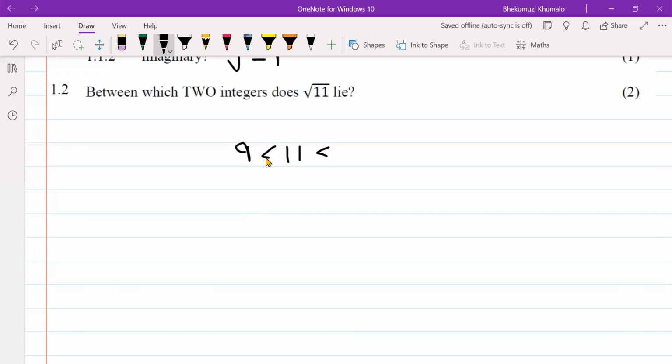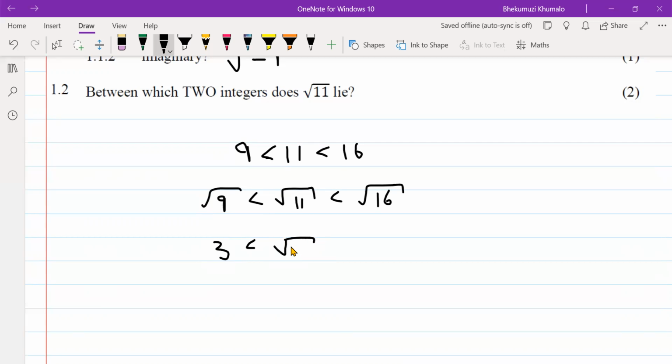So we know that 9 is definitely less than 11. But also, what is bigger than 11? That is a good perfect square. You could say that is 16, right? And if you square root, then you have the square root of 11, square root of 16, square root of 9. And basically, then you'd get that this would definitely be 3. So the square root of 11 is between 3 and 4.